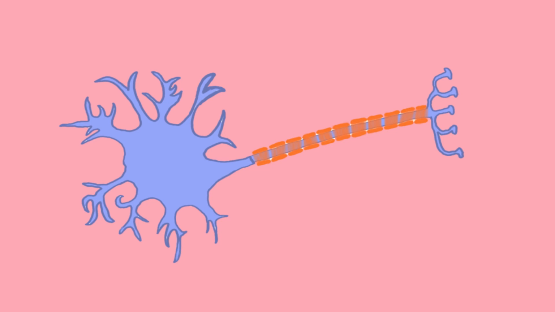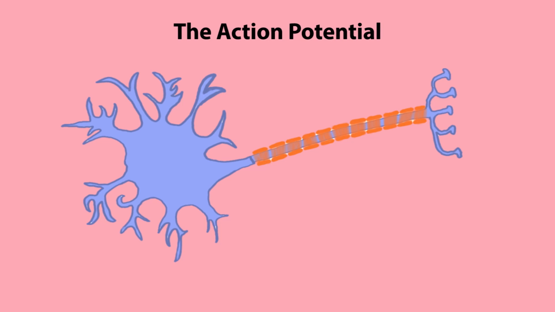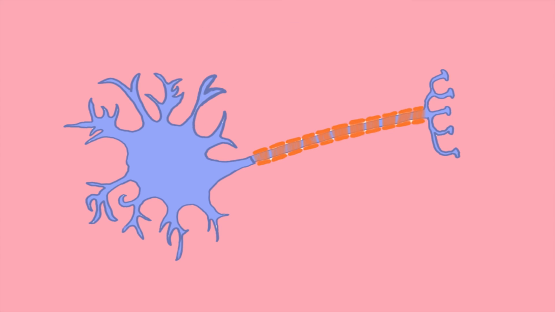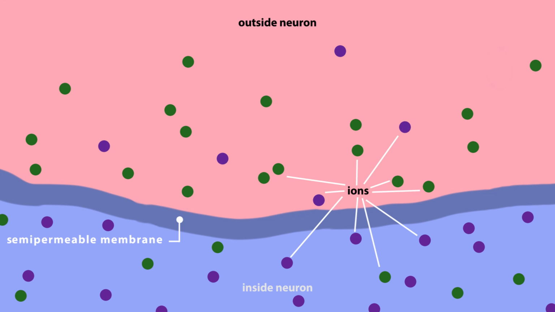So this is going to be a little bit technical, but do try to follow along. It's very, very important. Let's take a closer look at the action potential, or as it's sometimes called, the nerve impulse. The action potential is an electrical impulse that travels along the axon that is surrounded by a semi-permeable membrane that allows only certain ions to cross through it. Ions are chemically charged particles that are found inside and outside the cells.